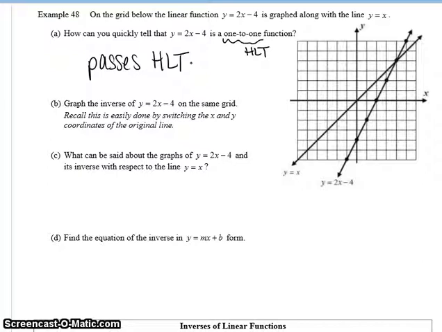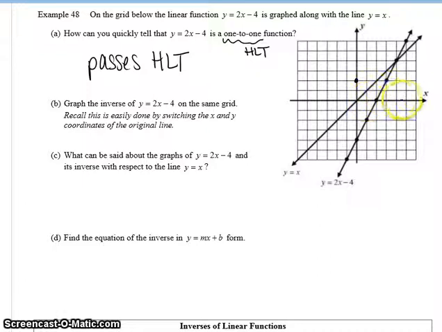Part B, graph the inverse. Now remember, you switch x and y. So take all of these points that they gave you and switch them. So for example, right here, that is the point (2, 0). Reverse that, it's (0, 2). Okay, this right here, the point itself is on the line, that stays on the line.